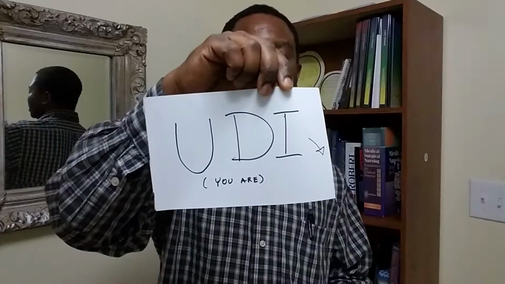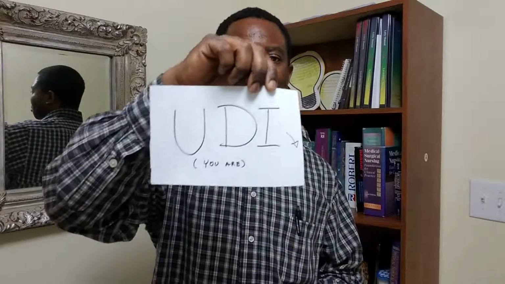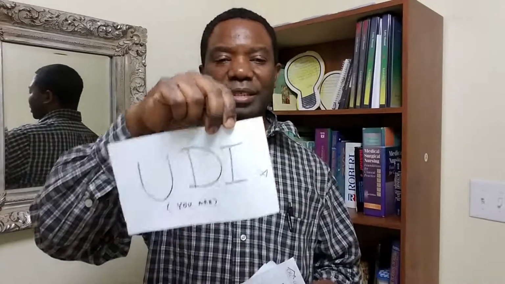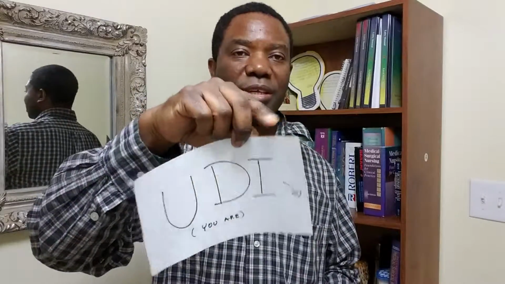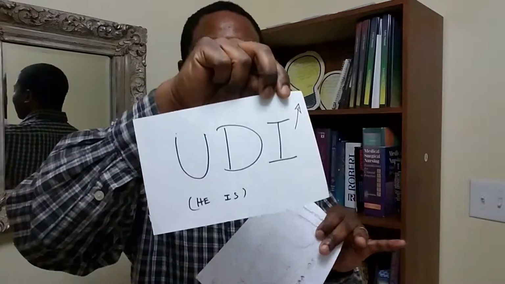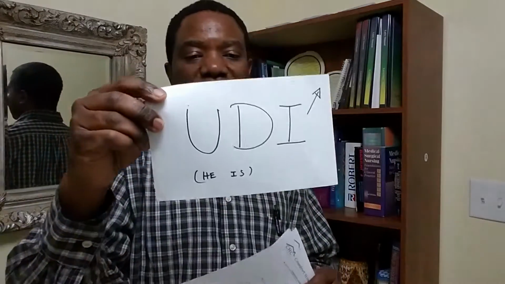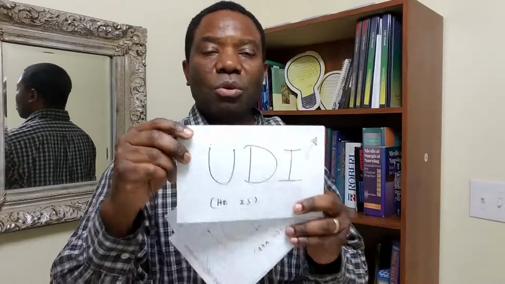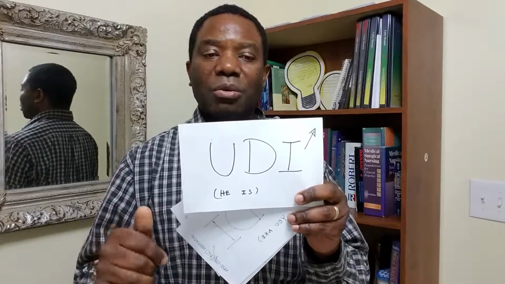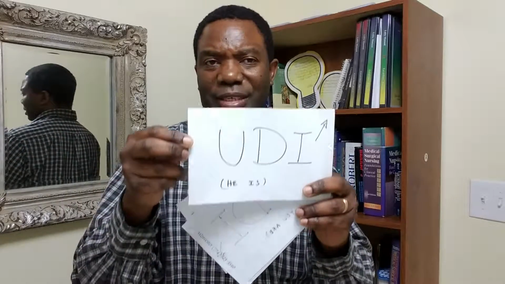Then followed by udi Steve, which means you are Steve. Udi Steve. It goes down. Then the third one is pronounced almost the same way. Udi, it's the same thing, but it goes a little bit higher to make a difference. Udi Steve. So udi means you are, and udi means he is, the same.